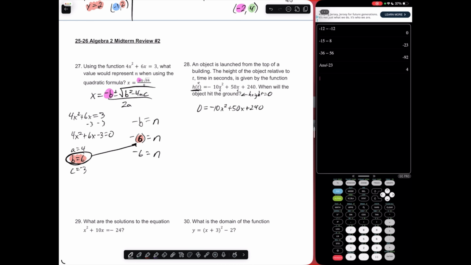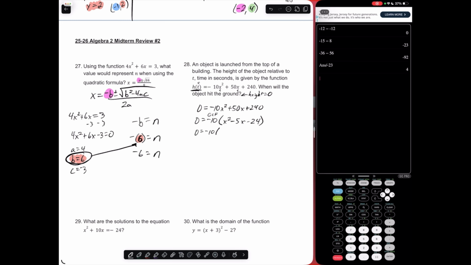These numbers are quite large. I don't want to do the AC method and do negative 10 times 240 and then find factors of negative 2400 that go up to 50. So if you notice, a negative 10 can actually be taken out of all of these, and we get a much easier problem to work with. So this would be our GCF.